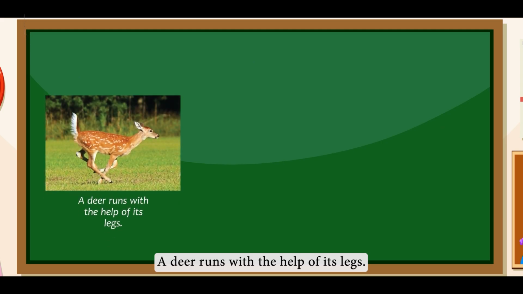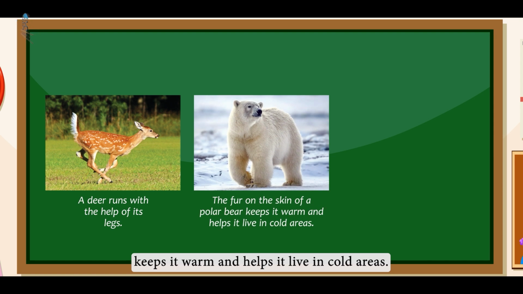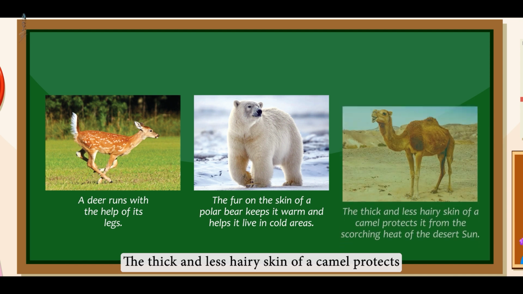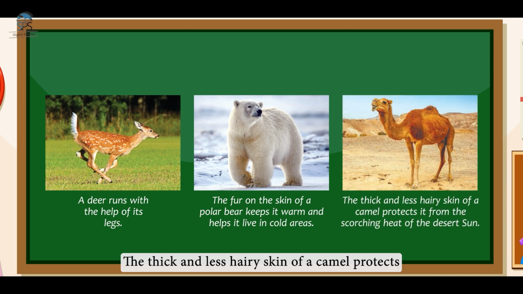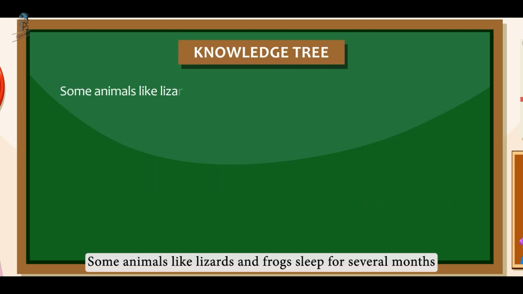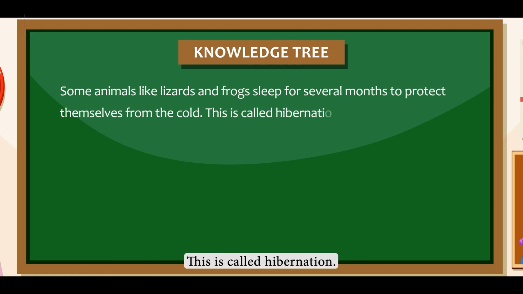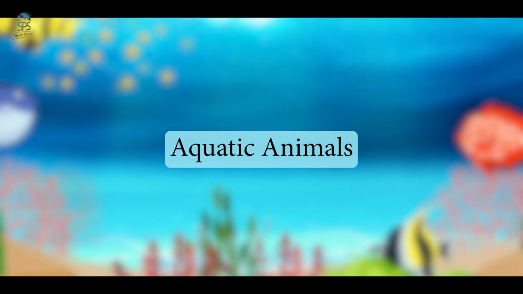A deer runs with the help of its legs. The fur on the skin of a polar bear keeps it warm and helps it to live in cold areas. The thick and less hairy skin of a camel protects it from the scorching heat of the desert sun. Knowledge tree. Some animals like lizards and frogs sleep for several months to protect themselves from the cold. This is called hibernation.